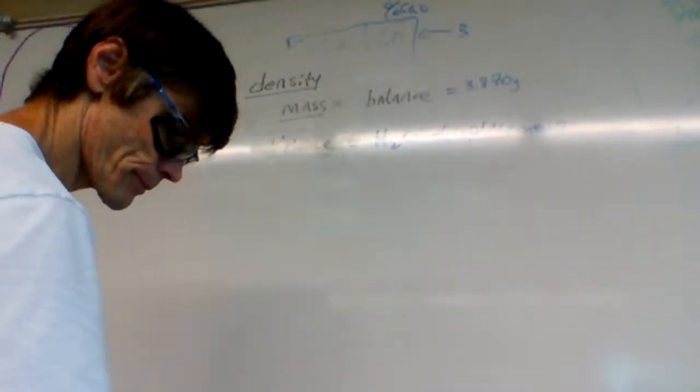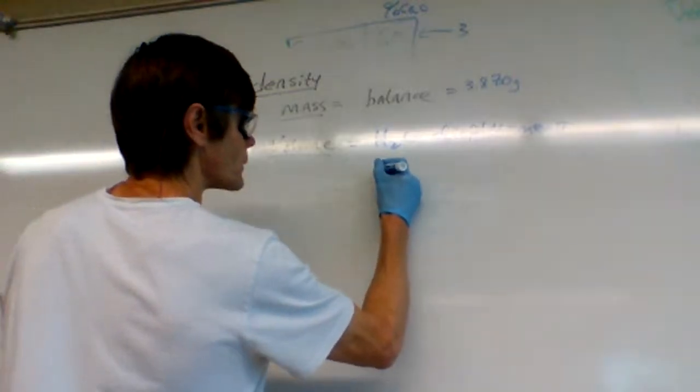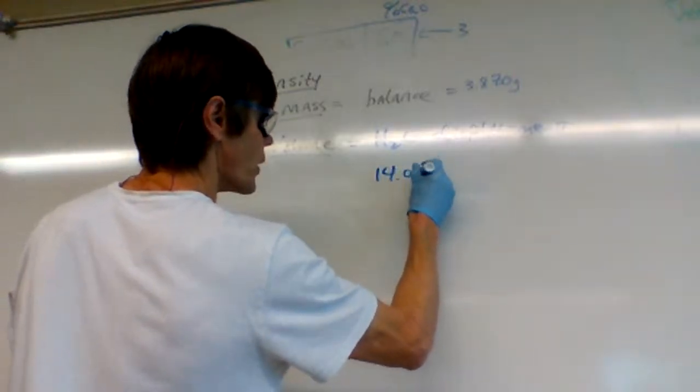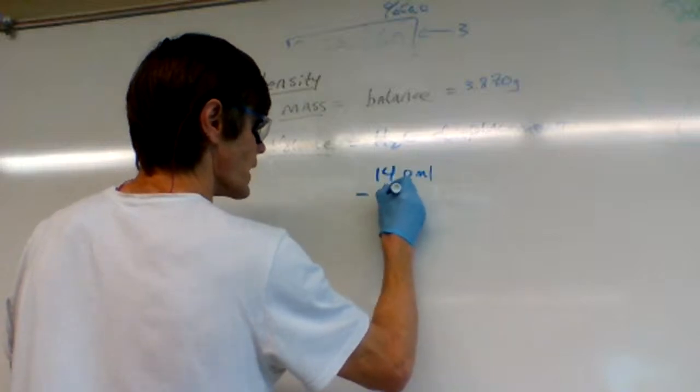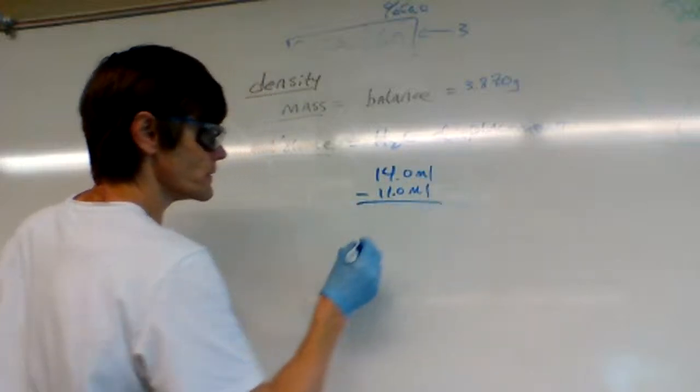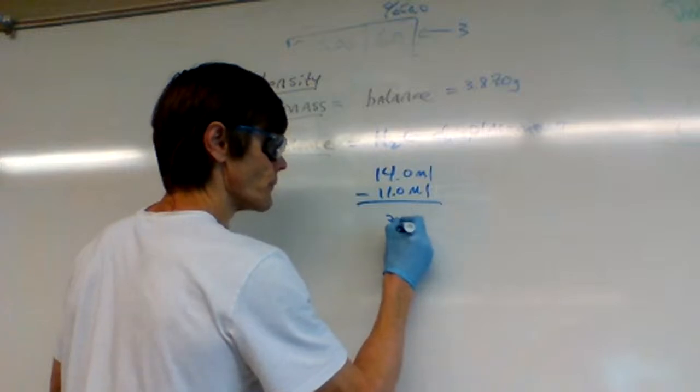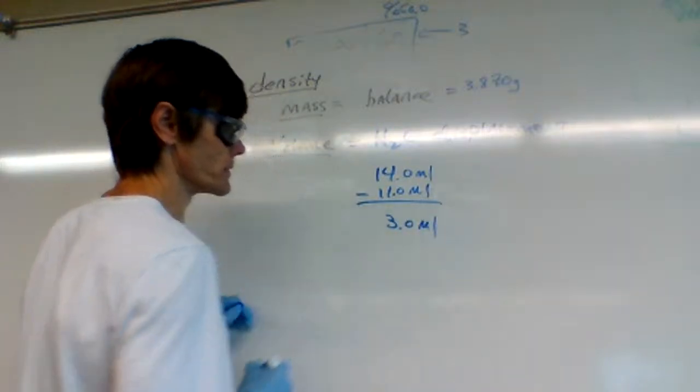Some people might see exactly 14.0. Some people are seeing 14.1. There's some level of estimation. So let's just say 14.0. So the final volume is 14.0 milliliters. So our water displacement, 14.0 milliliters minus 11 milliliters means the sample itself has a volume of 3 milliliters.